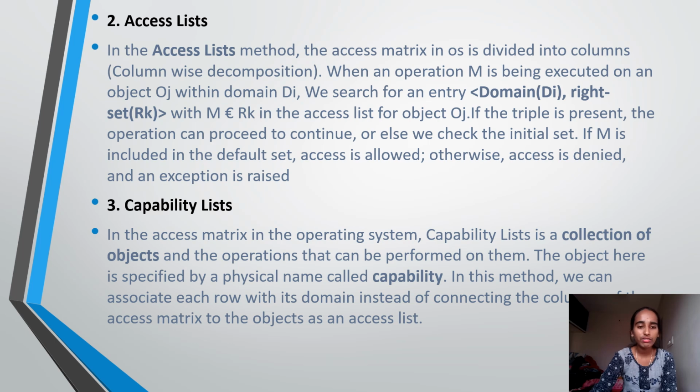Let us see the third one, that is the capability list. In the access matrix in the operating system, the capability list is a collection of objects and the operations that can be performed on them. The object here is specified by a physical name called a capability. In this method, we associate each row with the domain, instead of associating a column with an object as in the access list.